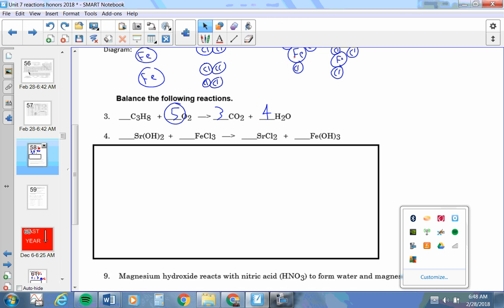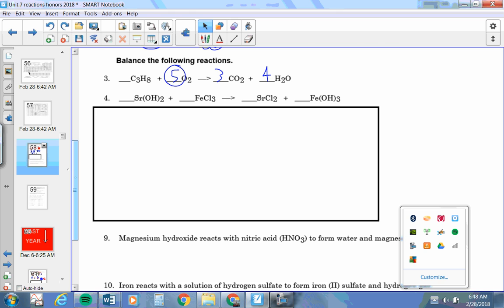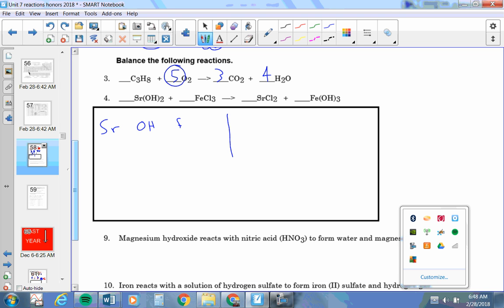Next one, when I see one of these, this is a double replacement. It's all ionics. There are 4 ionics. I am not going to count everything like O's and H's separate. I'm going to keep the SRs, the OHs, the FEs, and the CLs. I'm going to keep those OHs together because they showed up the same over here as over here. SRs, OHs, FEs, CLs. Next trick is I always write the right side the exact same way as I do the left so that I can easily compare.